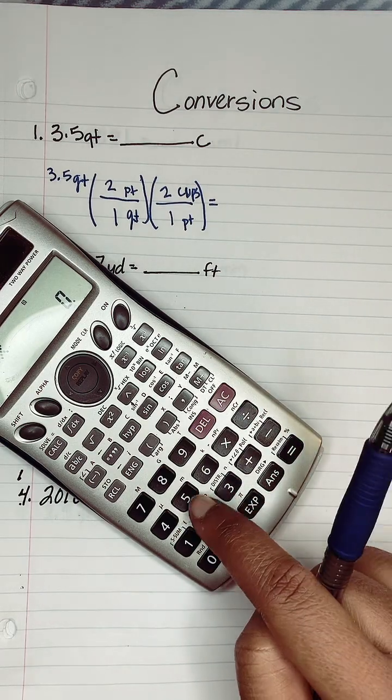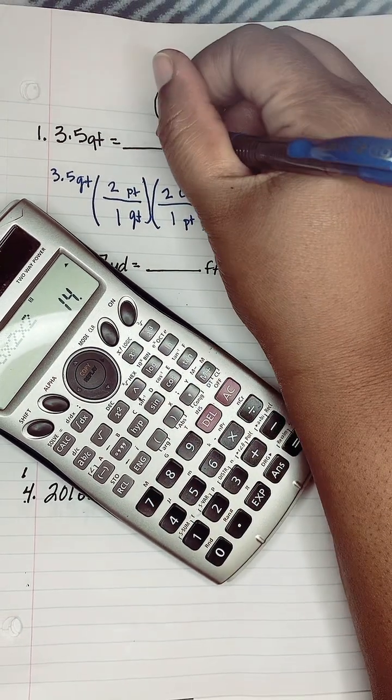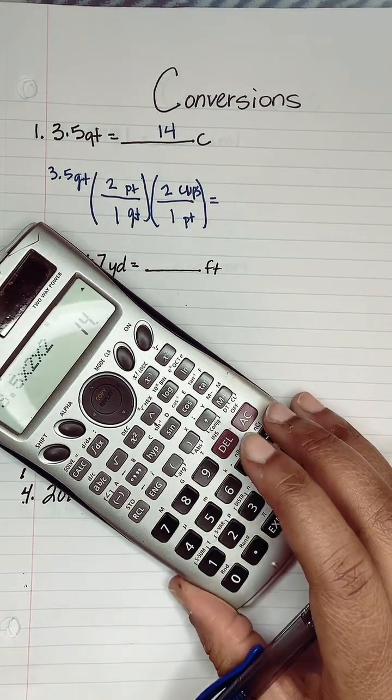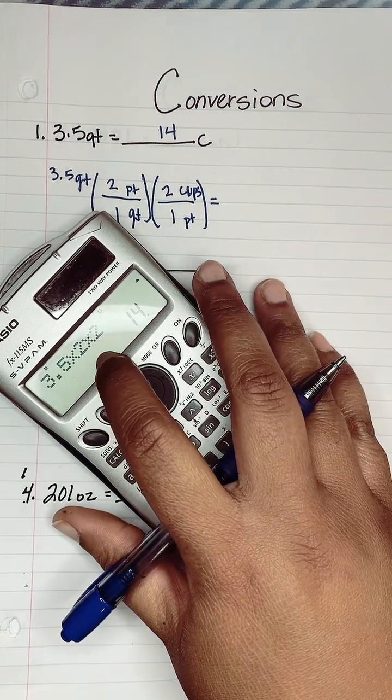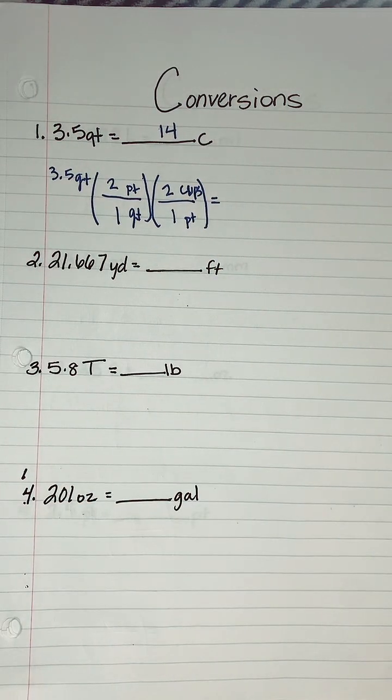3.5 times 2 times 2, and we get 14 cups. So it is actually 14. Then make sure I put my times. It's not no adding. Okay, so any questions on that one?